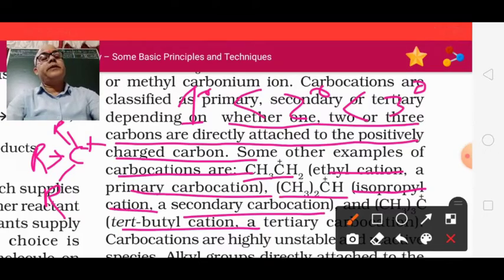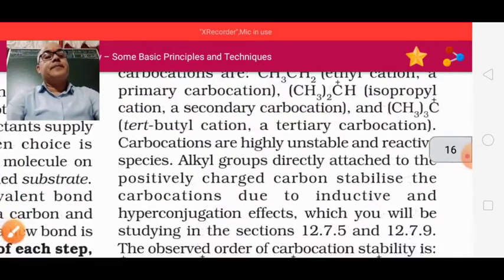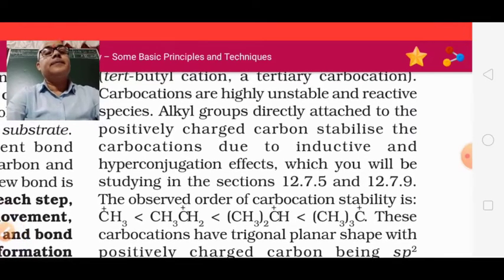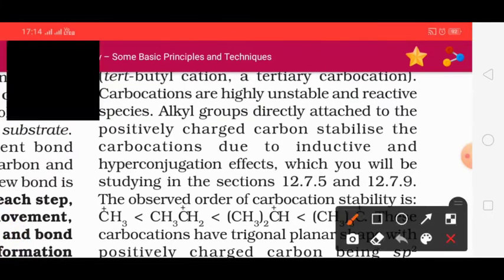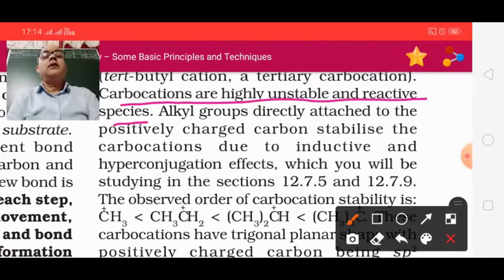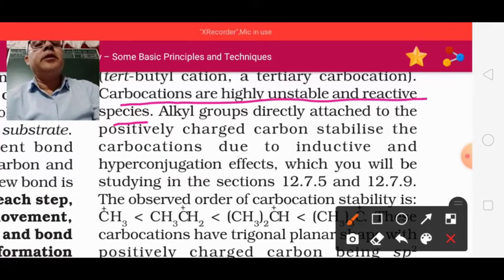You can see that carbocations are highly unstable and reactive species. Why are they unstable? As I have told you, the carbon has only 6 electrons.